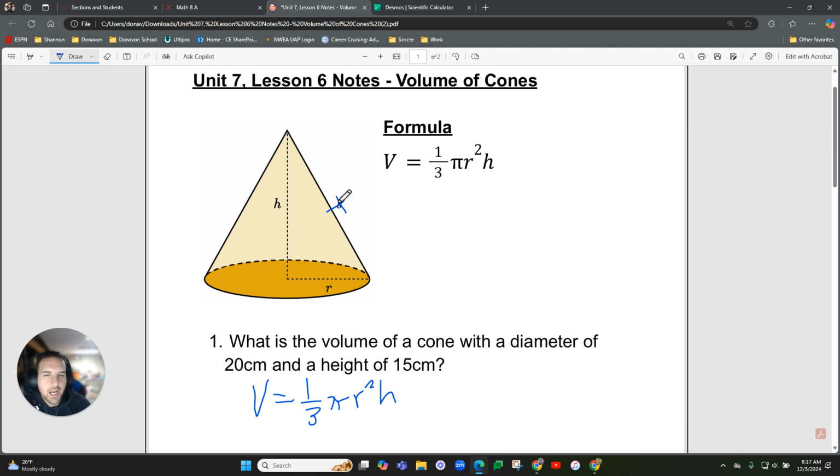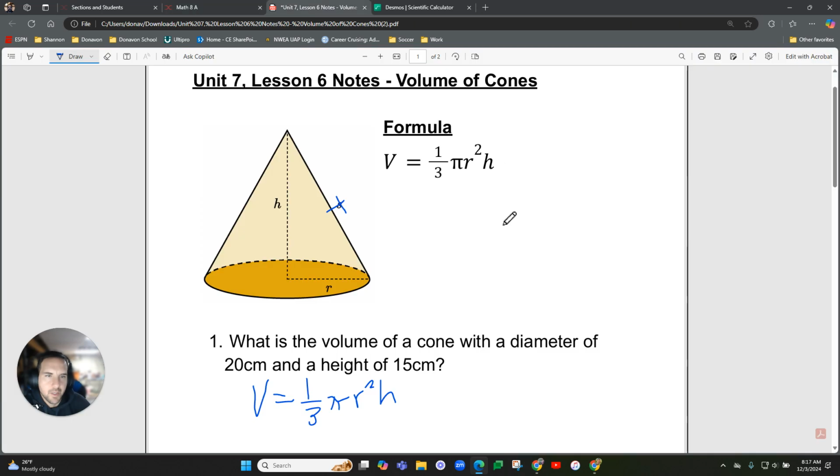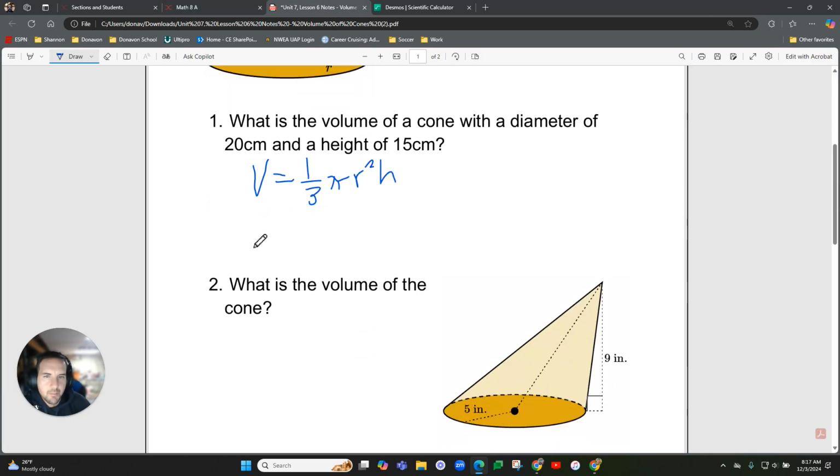Okay, so the slant height is used for surface area. So if you remember back to the lesson on surface area, that's right here, surface area of cones. You'll use the slant height for that, but not for volume. Okay, so back to this one.